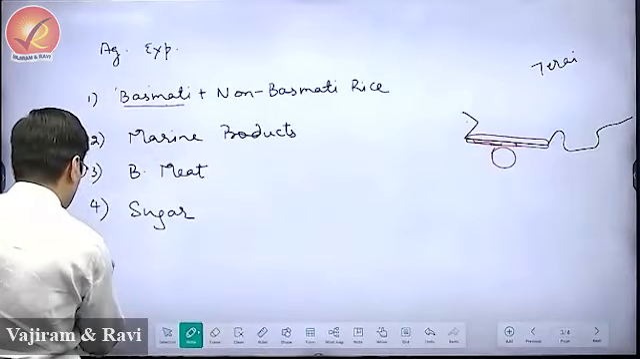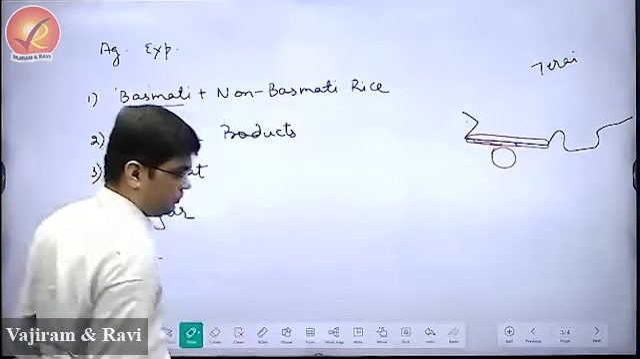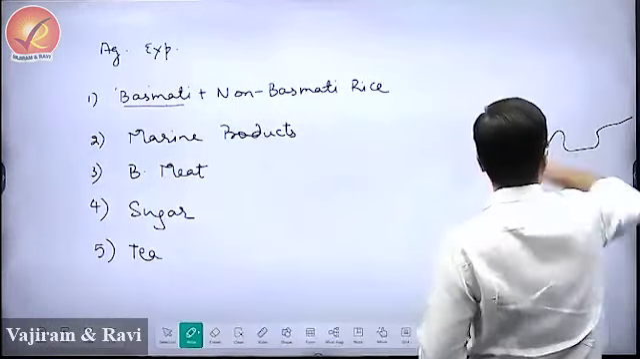Then we export some good amount of tea as well.